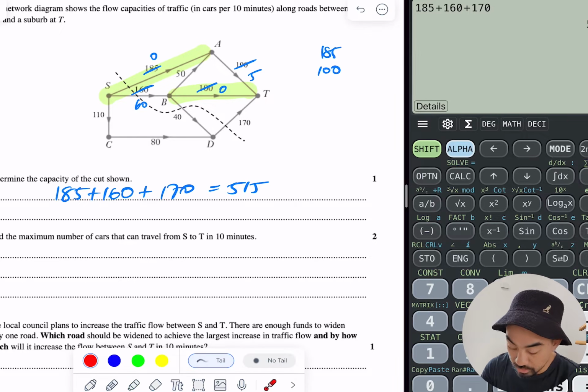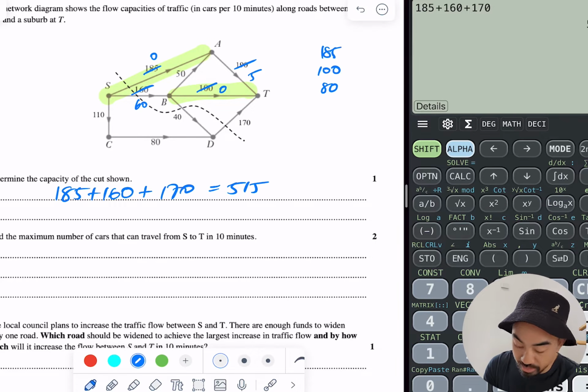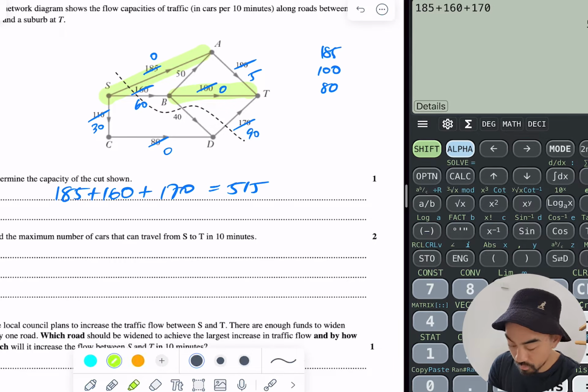Next, I can go through this path here, S C D T. The smallest number there is 80. So I write down 80 first, and subtract 80 from all these. It leaves 30, 0, and 90. I highlight the 0, so I can't use that anymore.